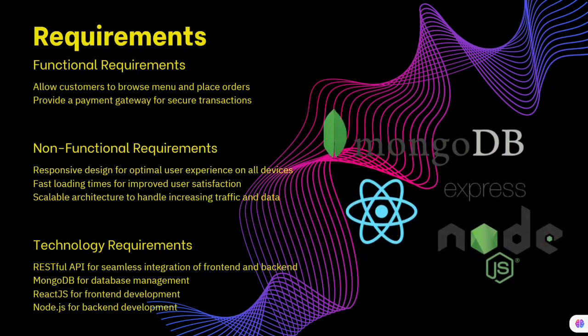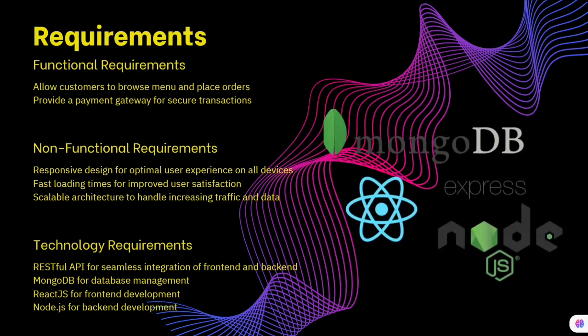If we talk about the requirements, there are majorly three requirements: functional, non-functional, and technology requirement. In functional requirement, a customer is allowed to browse menus and place the order by just sitting at their home. And it also provides a secure environment to pay your payment. Second one is non-functional requirement.